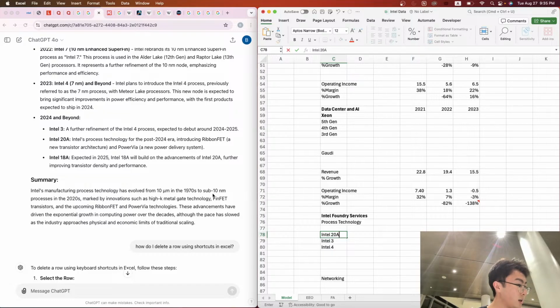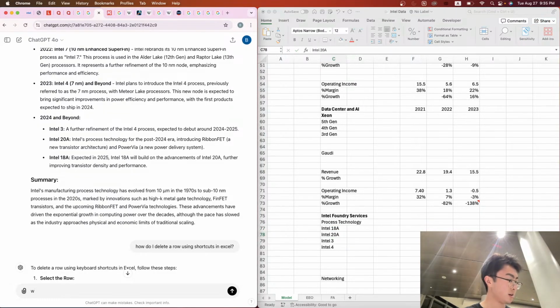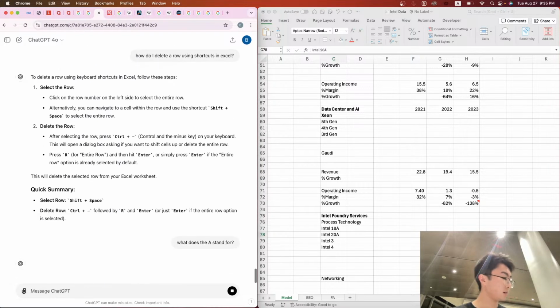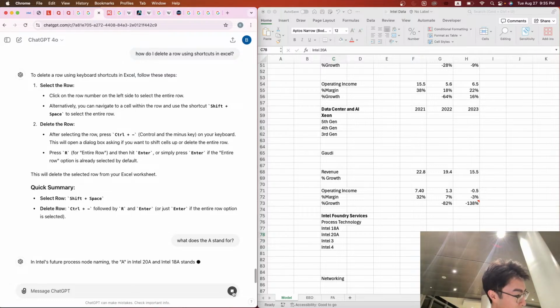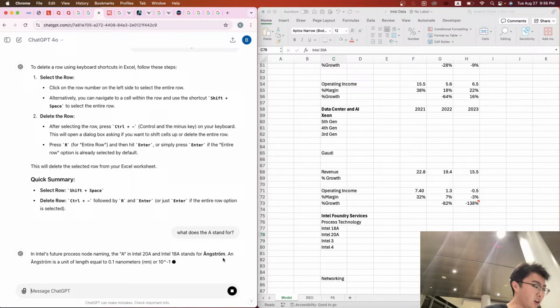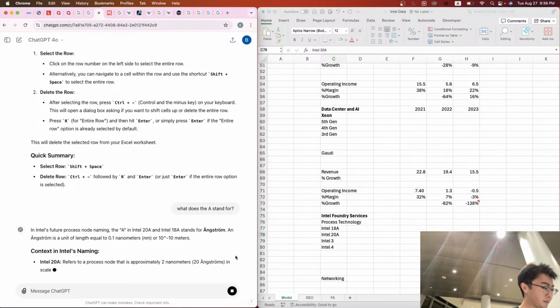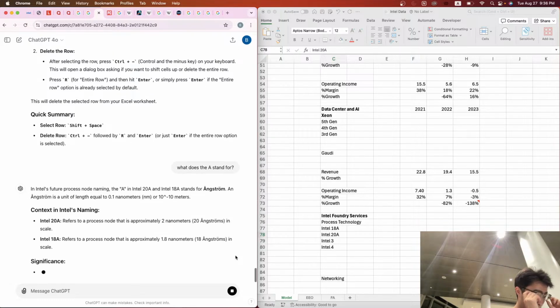Intel 20A. Okay, Intel A. Oh, so the A is like the Angstrom. What does the A stand for? Does ChatGPT remember the context? Let's see. I don't think it does. Oh, it does. Nice. Angstrom. 0.1 nanometers. Okay.